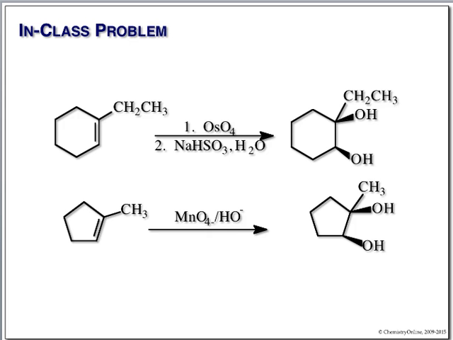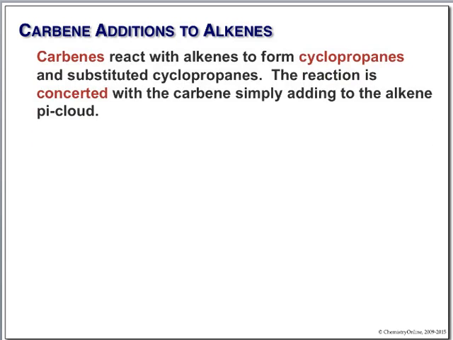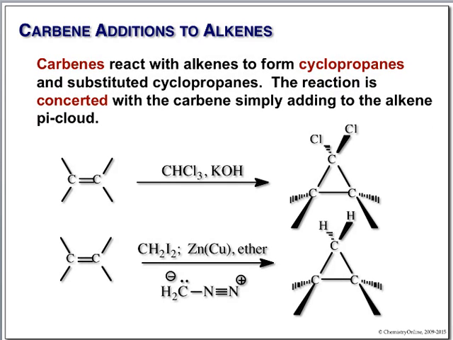Let's continue our concerted reaction mechanisms here with our cyclopropanation. Here we're going to take an alkene and we're going to make a cyclopropane ring. Now this sounds kind of magic, but it's really very simple. It involves a carbene intermediate.